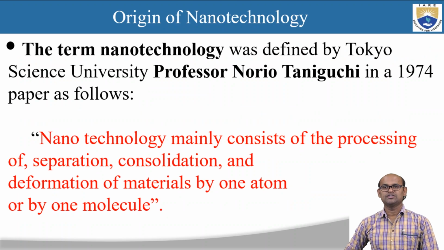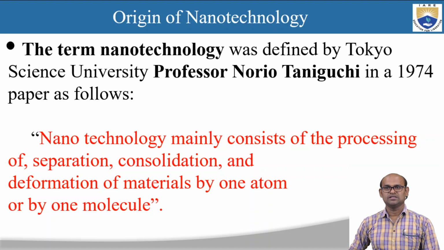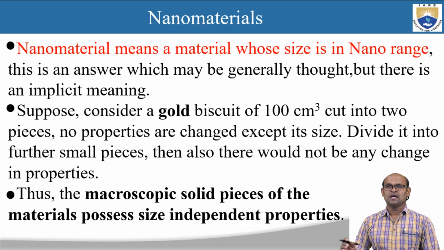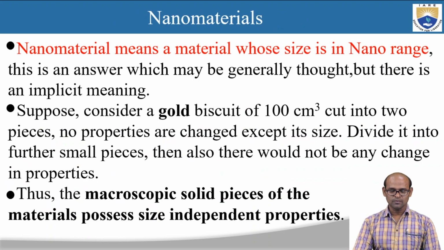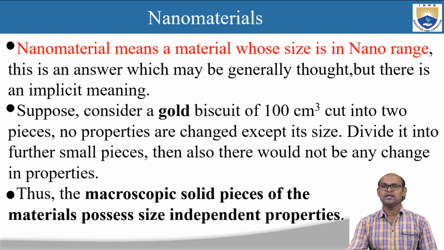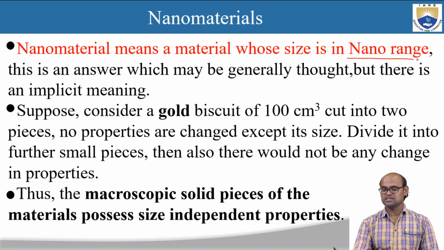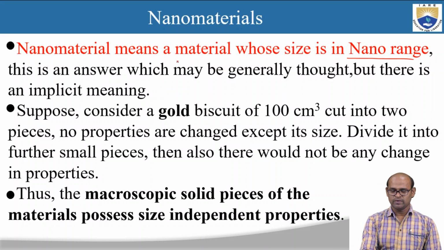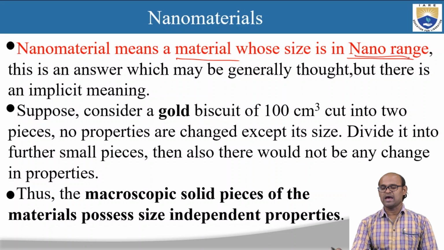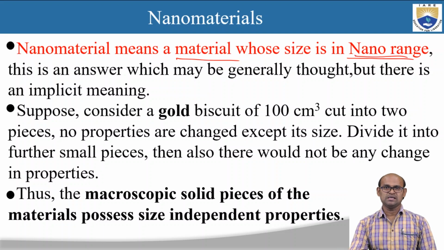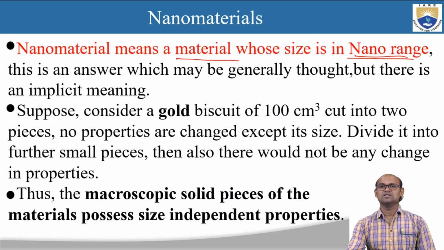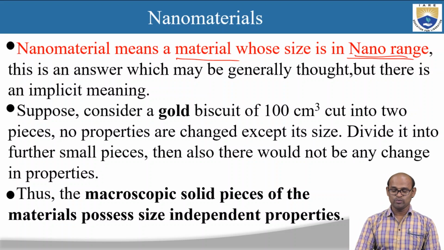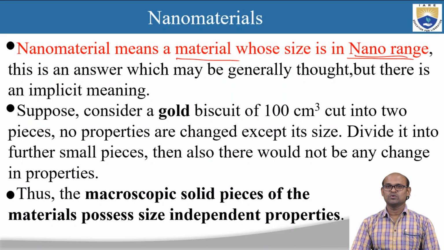Okay, so that is about the origin of nanotechnology, who started it, who defined the term nanotechnology, and who gave the concept of nanotechnology. And then coming to these nanomaterials: nanomaterials means a material whose size is in the nano range. So we have defined what the nanoscale is, right? When a given material has a size in this nanoscale, then we can call that material a nanomaterial. This is an answer which may be generally thought, but there is an implicit meaning. So what do you mean by this nanoscale, and when are we going to call this a nanomaterial?